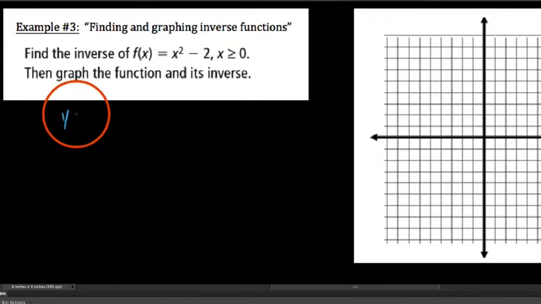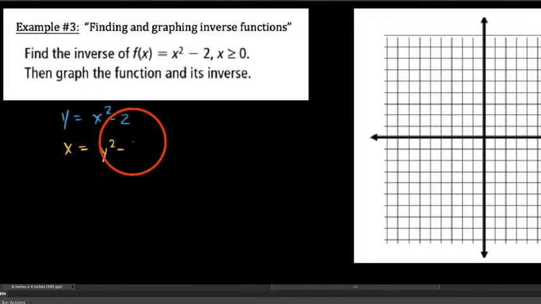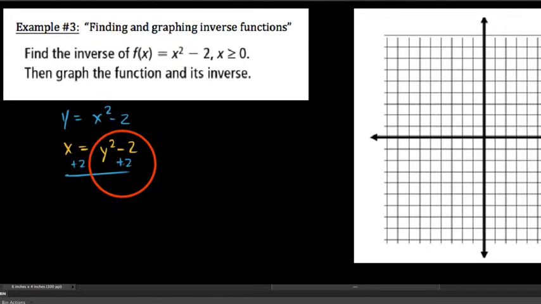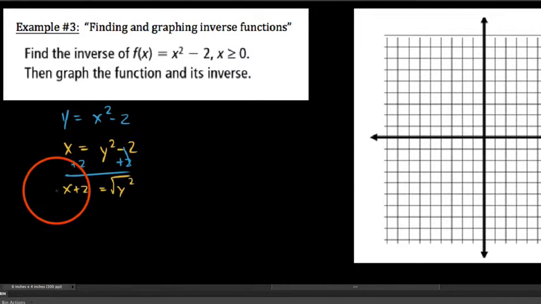And so we have this function here, y equals x squared minus 2. In order to find the inverse, the very first thing we typically do is switch the domain and range. And so we accomplish this by switching x and y around. Let's go ahead and add 2 to both sides here. What we're going to accomplish is isolating the y value here. So we say y squared, and then we're going to take the square root of both sides.